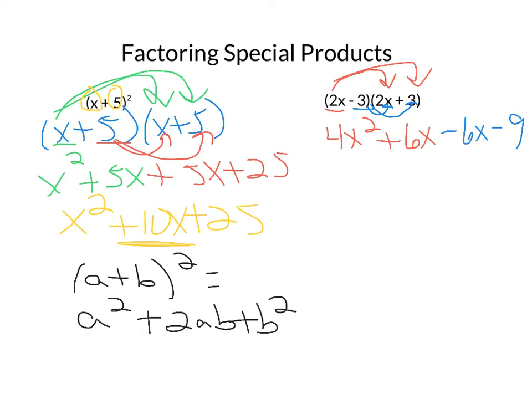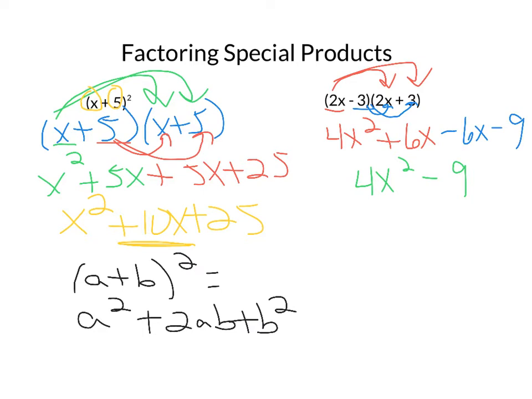If you notice, the two middle terms are opposites of each other, so when I simplify it, I'm left with 4x squared minus 9. This is what's known as the difference of squares because both numbers are perfect squares. If I look, I take my first term, 2x, and square it. 2x times 2x is 4x squared. I take the second term, 3 times 3, or 3 squared, is 9, and I have subtraction in the middle of them.